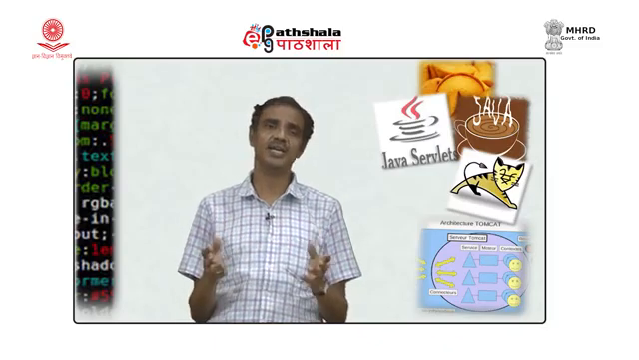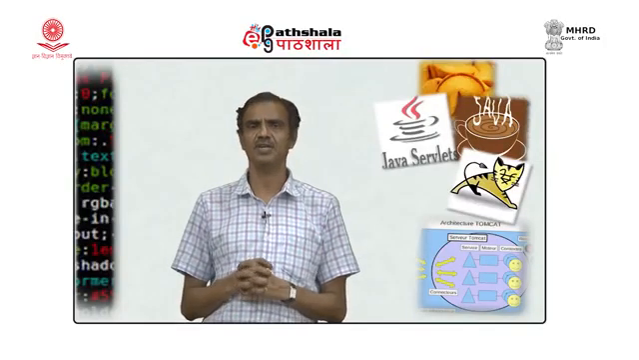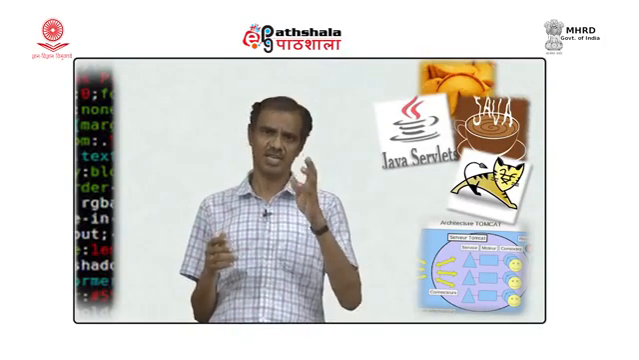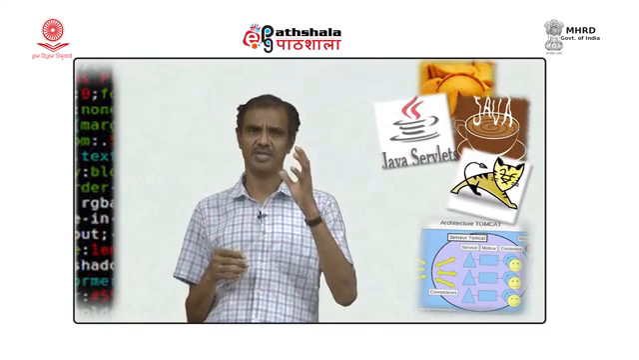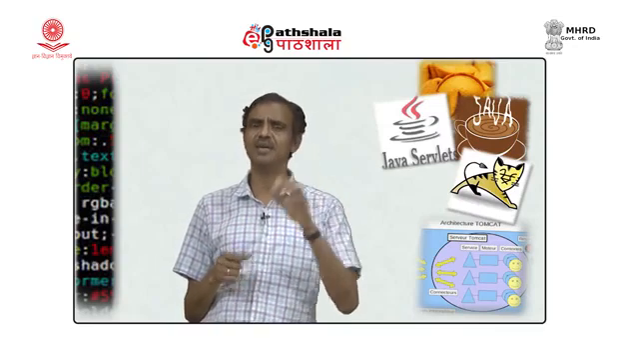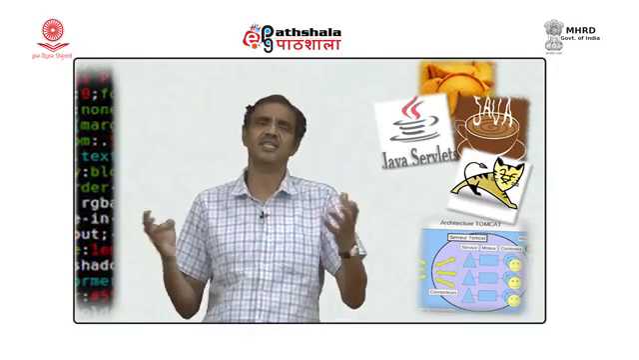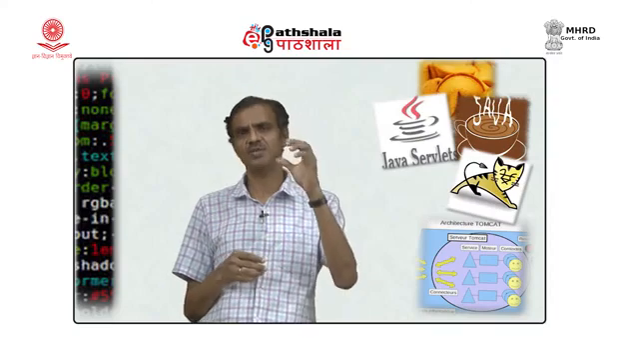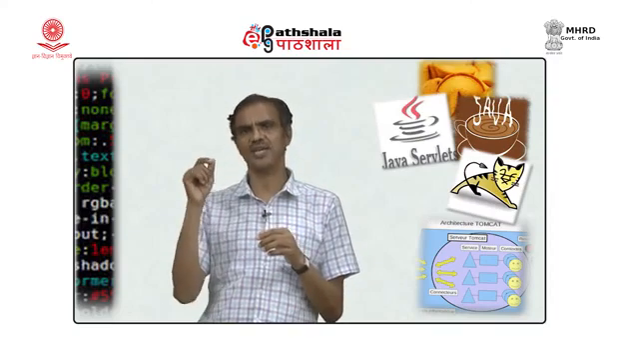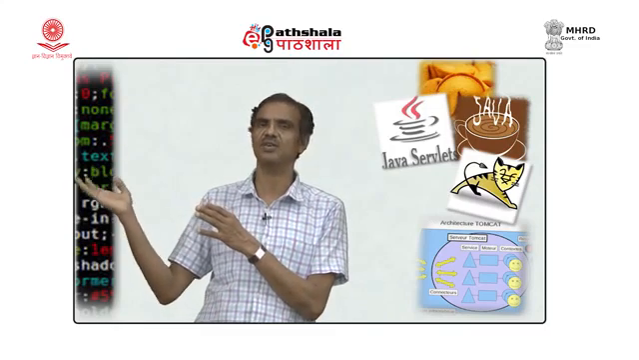Now, how do we use that in our JSP? If I am only using the core tags and the format tags, let us say we use only these 2, our JSP initially should mention that we have the taglib directive. So I will say @taglib. This is compulsory; JSTL is not just available like a standard tag. So you will have to say @taglib uri equal to, if you have kept it under the WEB-INF tld folder, you have your TLD file.